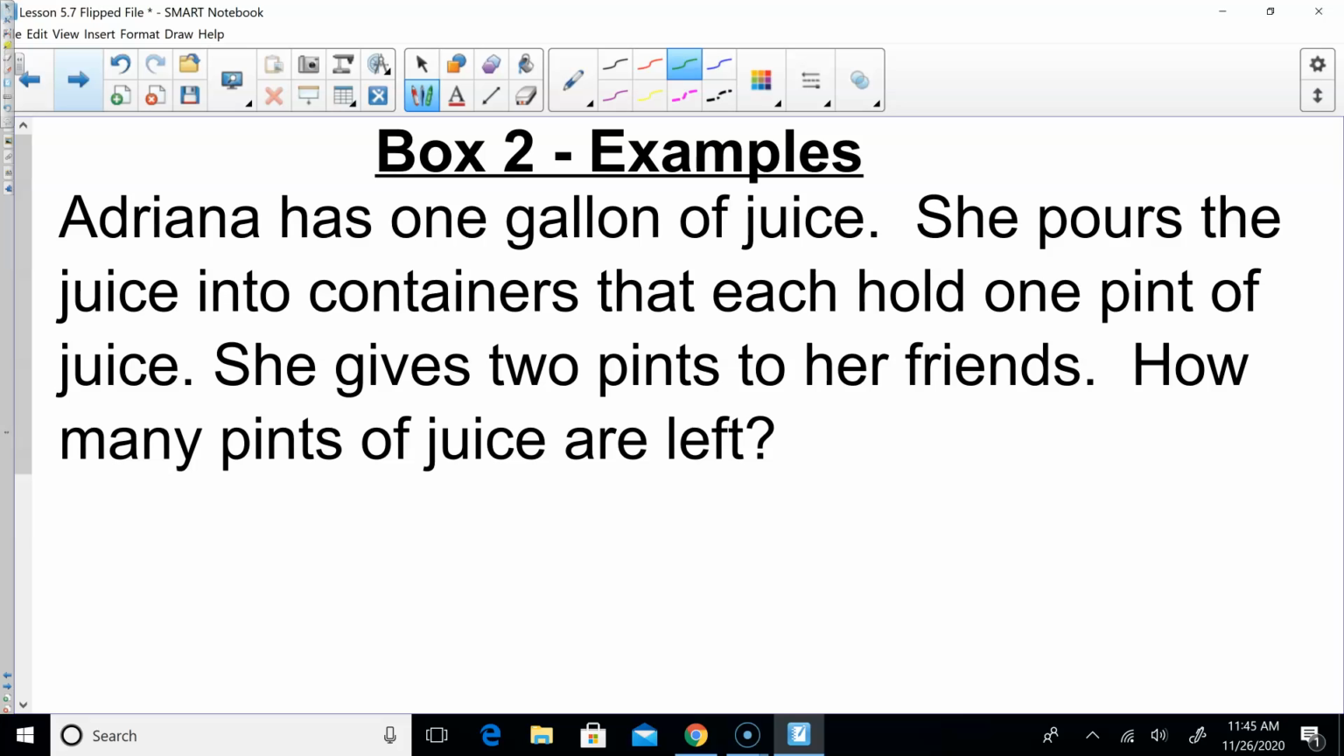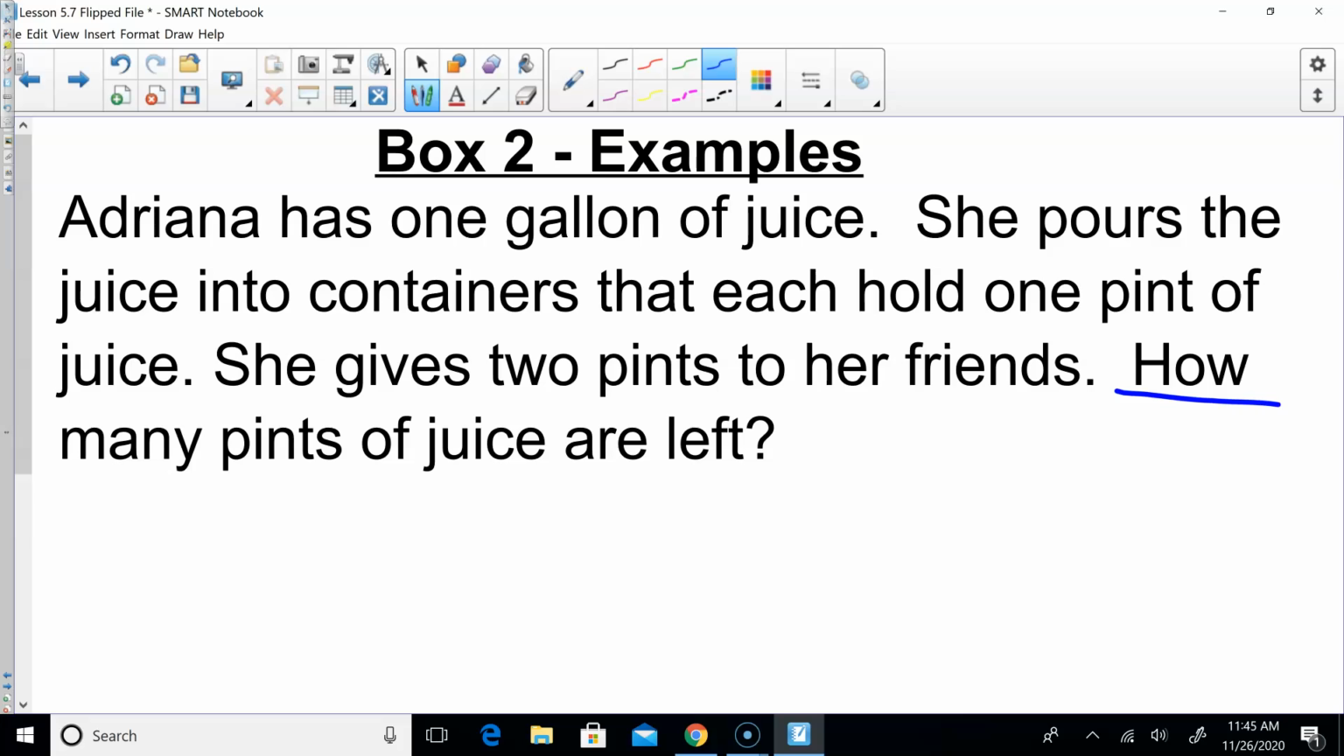Adriana has 1 gallon of juice. She pours the juice into containers that each hold 1 pint of juice. She gives 2 pints to her friends. How many pints of juice are left? So let me read this again. Adriana has 1 gallon of juice. She pours the juice into containers that each hold 1 pint of juice. She gives 2 pints to her friends. How many pints of juice are left?